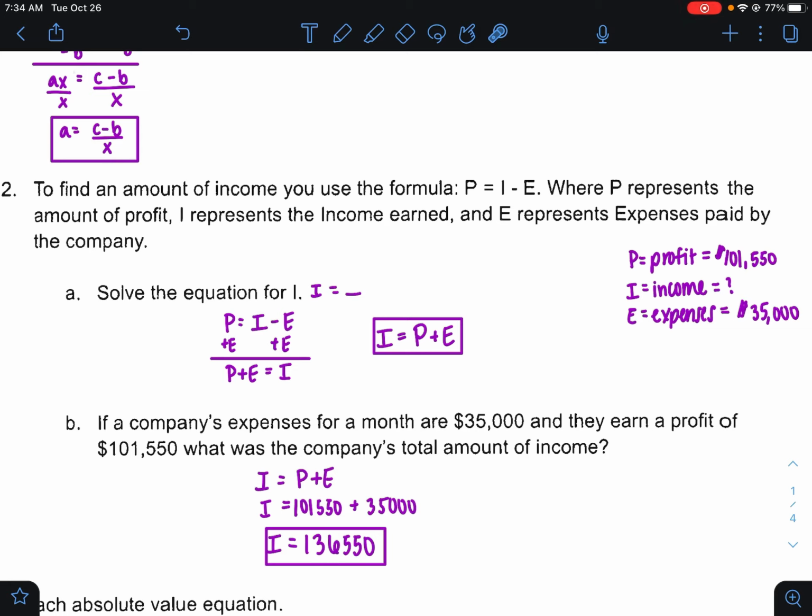Now, if the company's expenses are $35,000, we add that into our inventory, and the profit is $101,550, what's the company's total amount of income? Well, we update our inventory, we rewrite our general equation, we replace, and then we solve. It should be the exact same steps every time: rewrite the equation, replace, solve.